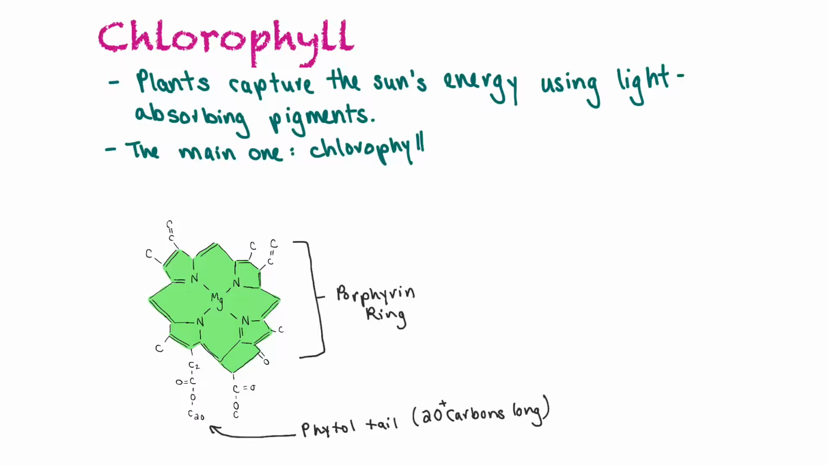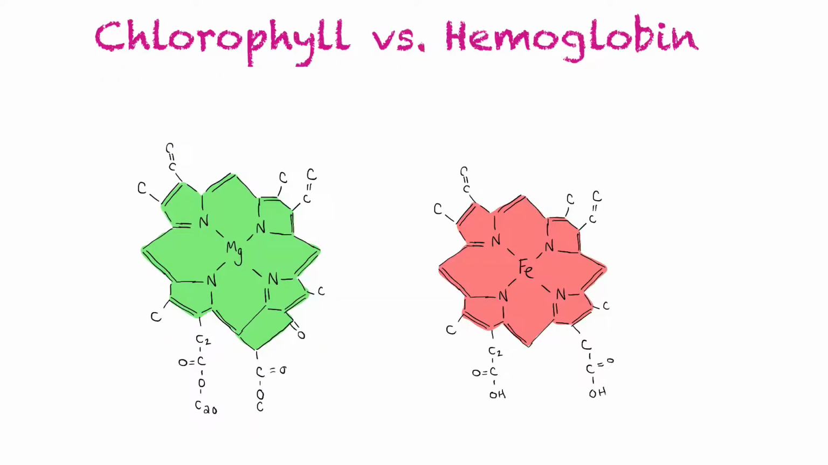So that's chlorophyll. Just as an aside, I thought I would share with you the differences between chlorophyll and hemoglobin. Chlorophyll is the pigment that is responsible for absorbing light and sending that light energy into the production system to produce ATP.